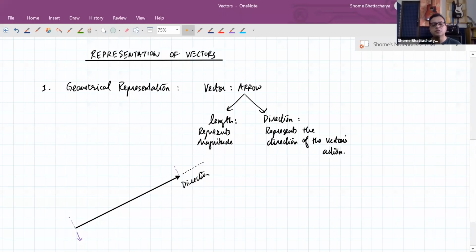So this point is called the origin of the vector, and this point here can be called the tip of the vector. So the length between the origin and the tip would be proportionate to the magnitude, and the direction would be the direction of the vector.